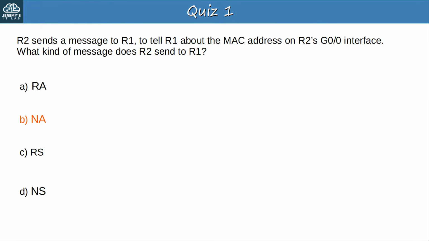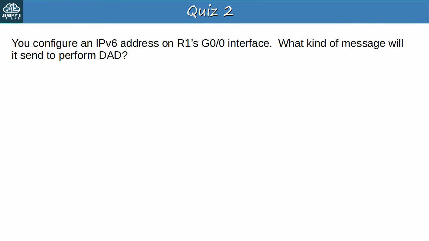Okay, let's go to question 2. You configure an IPv6 address on R1's G0/0 interface. What kind of message will it send to perform DAD? A. RA, B. NA, C. RS, or D. NS? Pause the video to think about the answer.